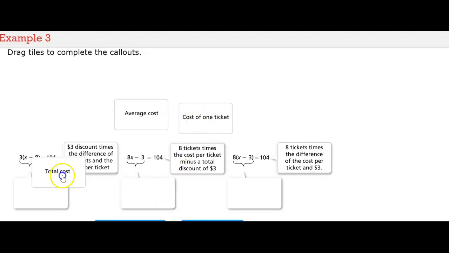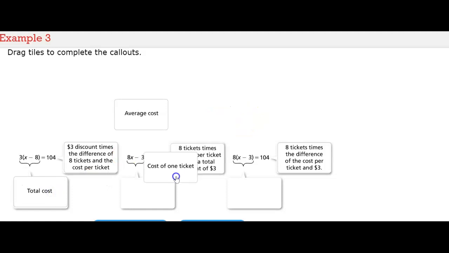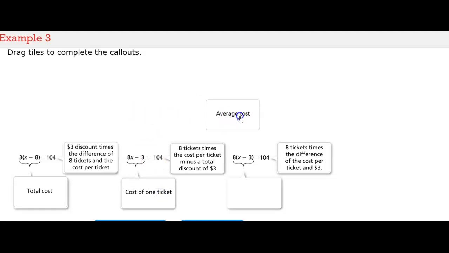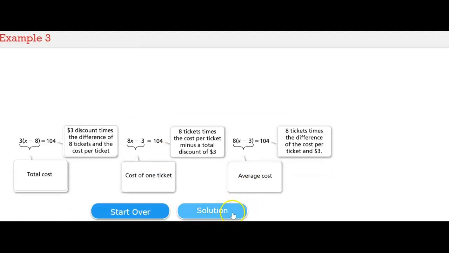Nope, I changed my mind again. This will be the total cost. This will be the cost for one ticket, per ticket, and this one would be the average cost. Let's see if we are correct, or if I am correct.